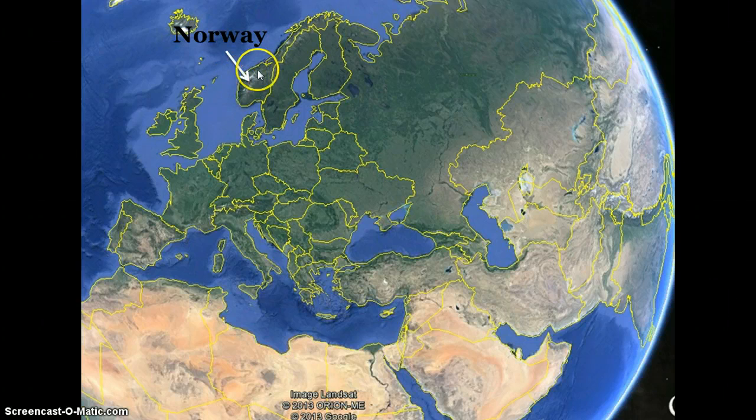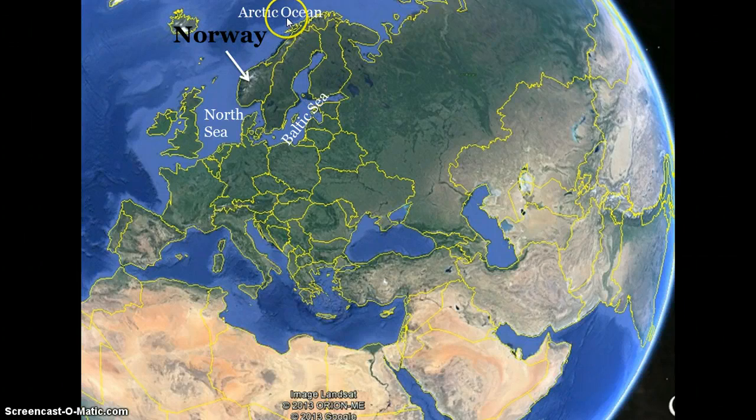Has a very rugged coastline. It's a little hard to tell from this, but all up and down it, it has what's called fjords. And fjords are very narrow inlets of the ocean. And because there's a warm ocean current that flows along the coast of Norway, their coast actually stays ice-free all year round.